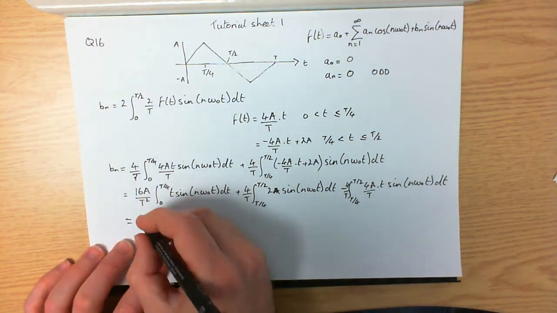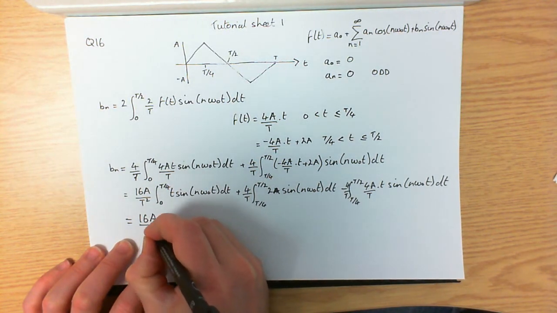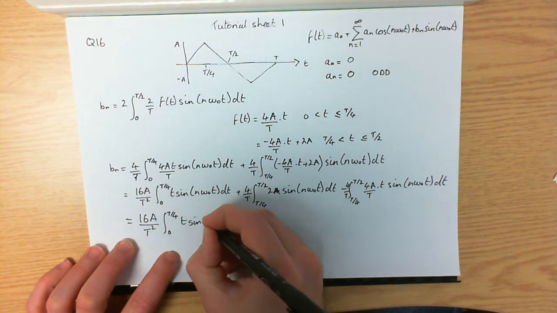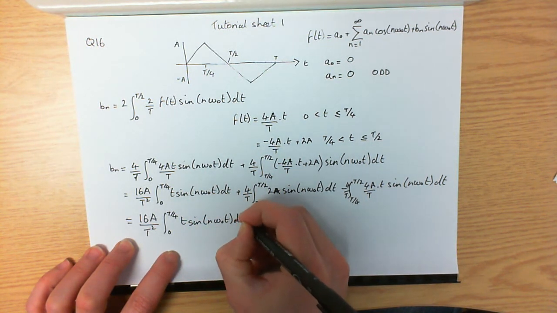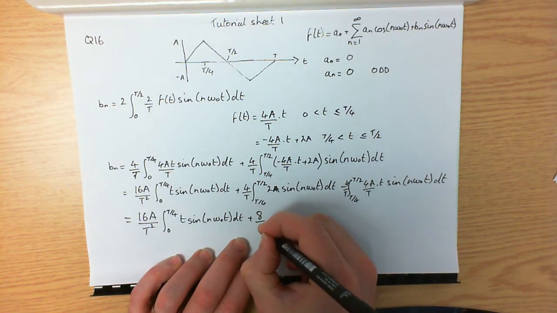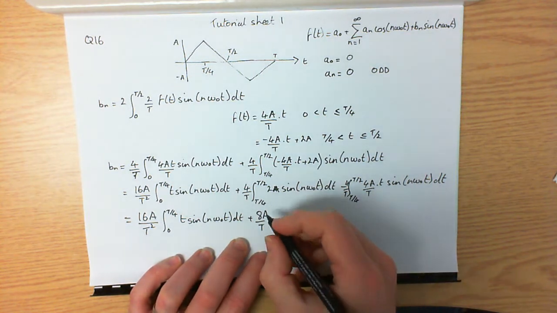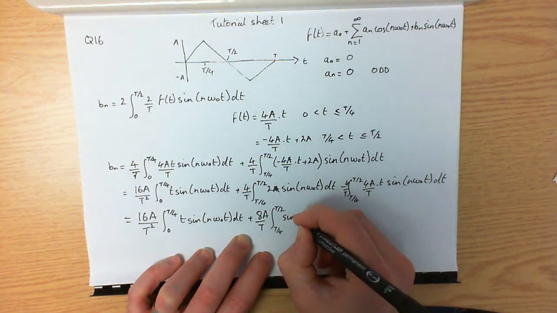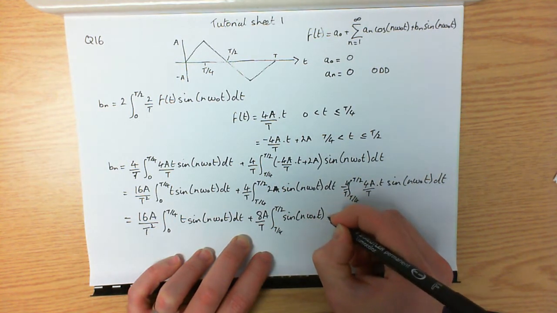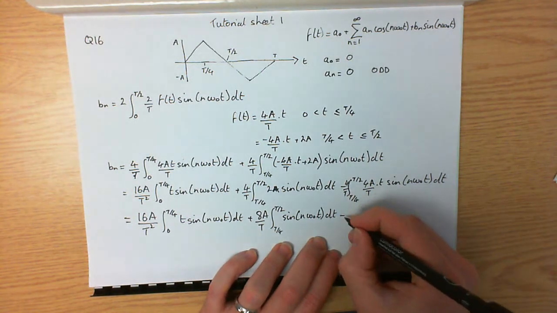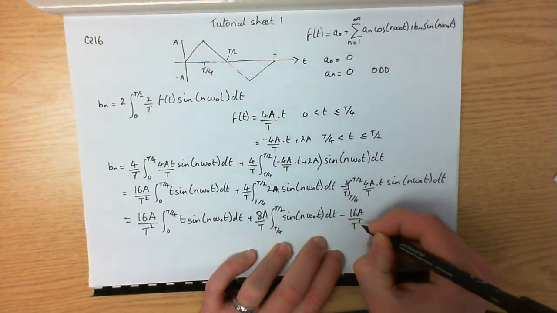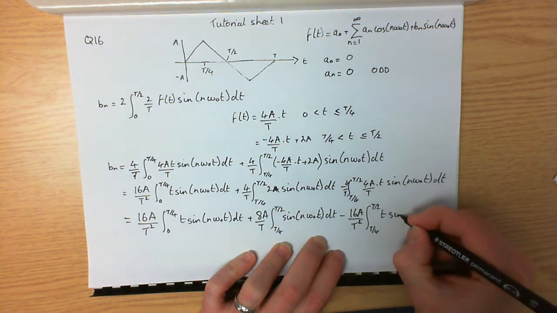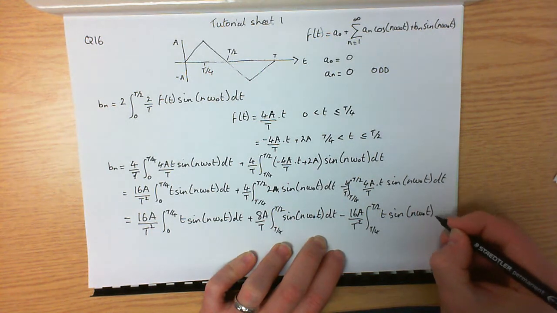So if I write all this down, what we get is 16a over T squared integral from 0 to T over 4 of t sine n omega naught t dt, plus 8a over T integral from T over 4 to T over 2 of sine n omega naught t dt, minus 16a over T squared integral from T over 4 to T over 2 of t sine n omega naught t dt.